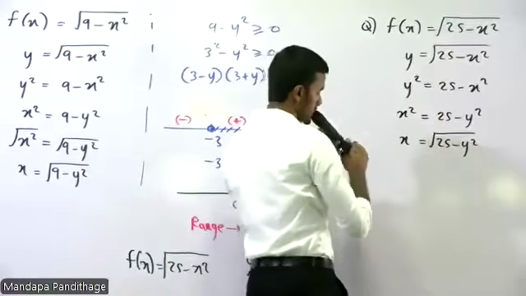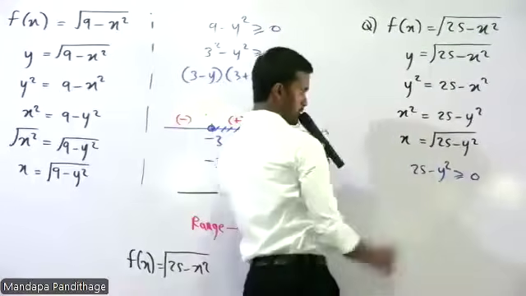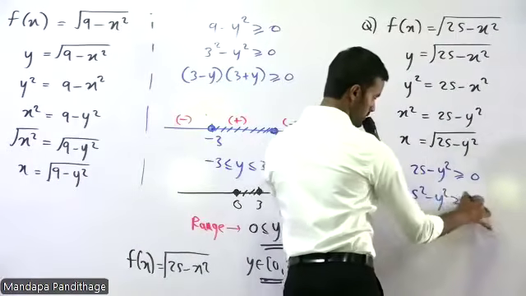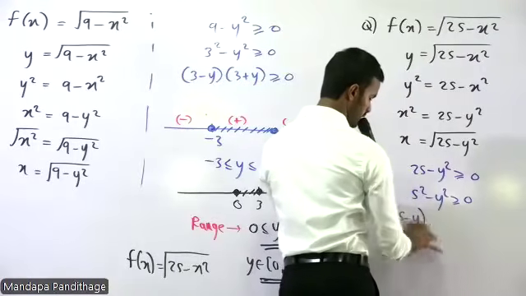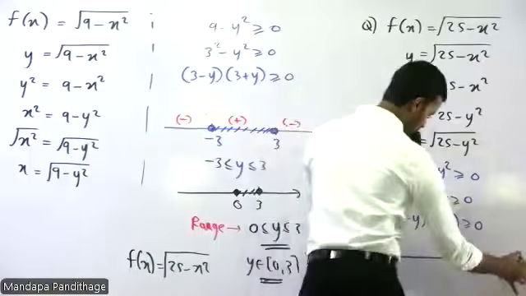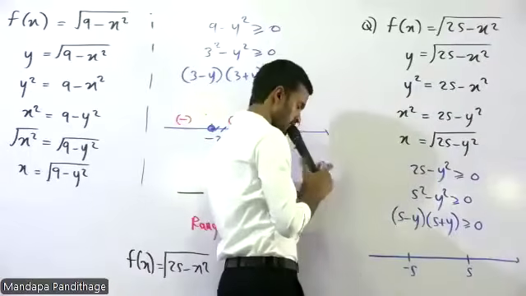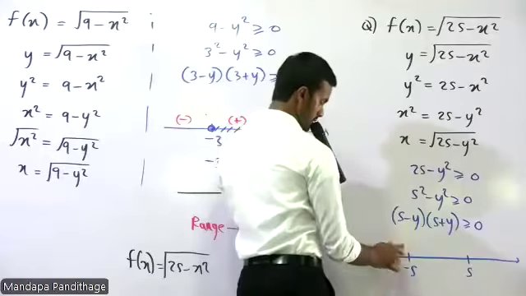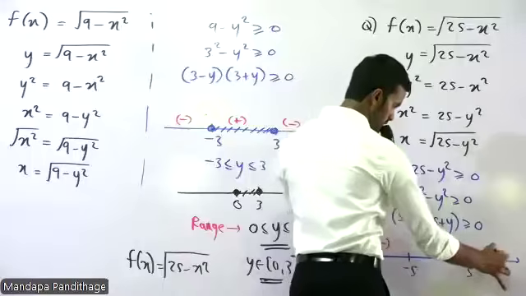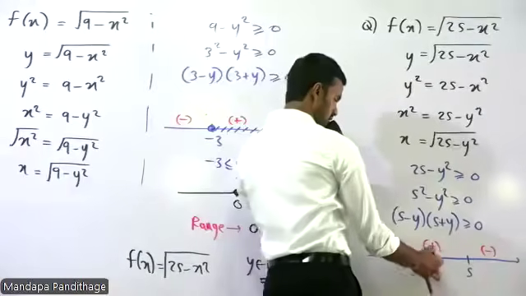So what you have inside the square root should be positive. So it's the difference of two squares: 5 minus y and 5 plus y. If you consider the number line, same as the one before, this part it is minus, this part it is plus, and this one it is minus. So this is what I get as the answer.